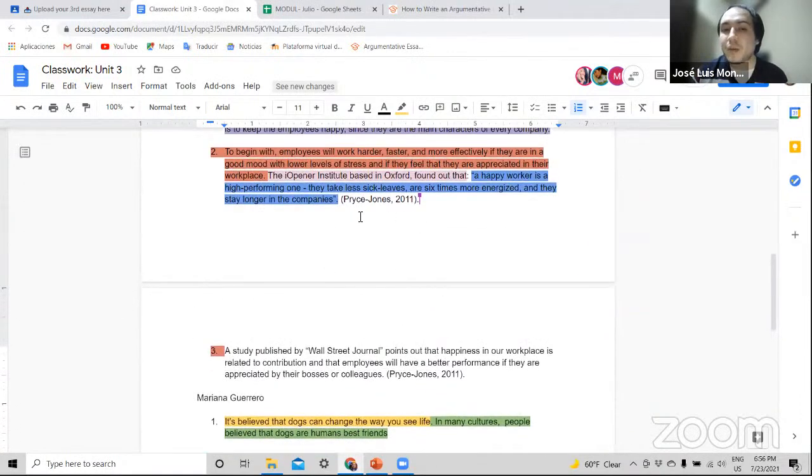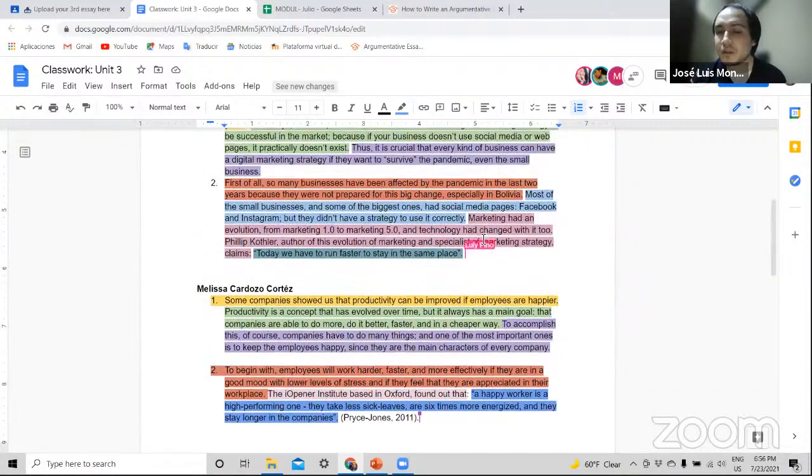Also here, by going back to this quotation, Melissa can say something like, because of these studies, now we are aware that it's really important to take the workers' or the employees' emotions and feelings into account because of this and that. And that's the conclusion of the body paragraph. And the same for you, Lourdes, right?